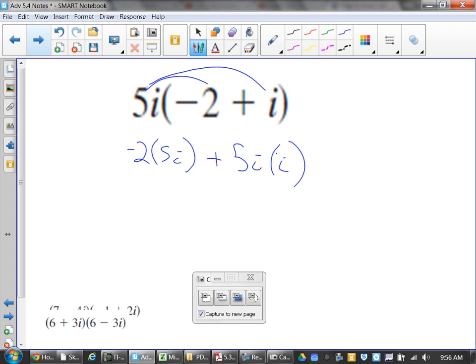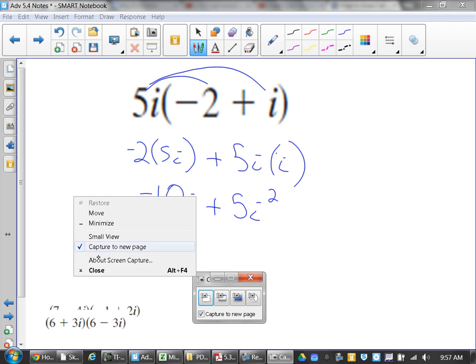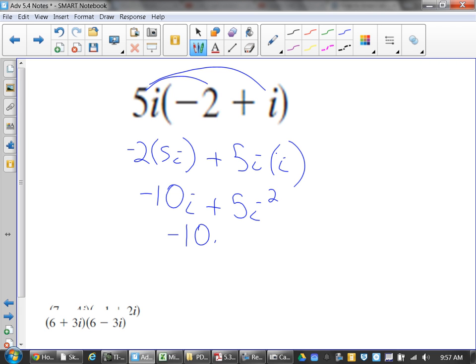What's negative 2 times 5? Negative 10. So that's negative 10i. Now the other one, you get 5i squared. You guys agree? All right. That's it, right? No, it's not. What does i squared equal? Negative 1. All right, so remember, the big thing for today, again: the square root of negative 1 is i, and i squared is negative 1. So what happens at this point here, negative 5. You get negative 10i minus 5.